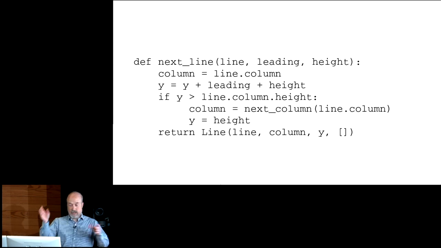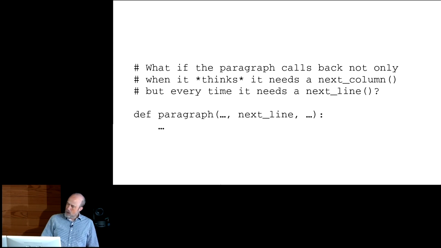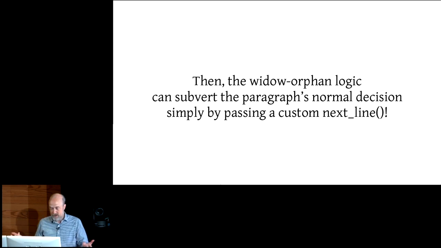Well, what if I get this concept, which actually was repeated all through my code, of needing another line, comparing and seeing if I have enough room, and either returning a line in the same column, or if we run out of room, a line in the next column. What if I wrap that up as a callable? And so what if the paragraph calls back not only when it thinks it needs a next column? What if instead of only calling me back when it thinks it's ready for the next column, the paragraph calls back every time it needs a next line? What if I get that crucial if statement I need to control that's down in the paragraph's own code and bump it up into a callable that I pass in? Then the widow orphan logic can subvert the paragraph's normal decision simply by passing a custom next line function.